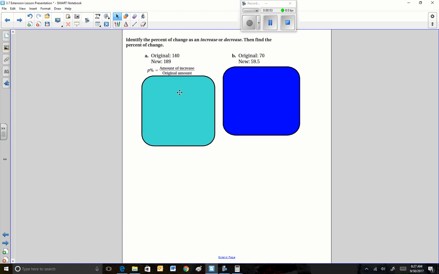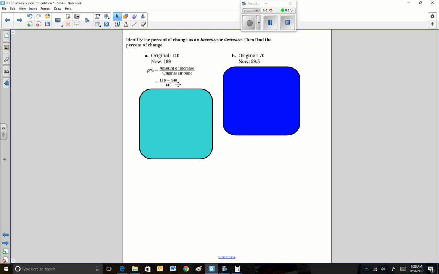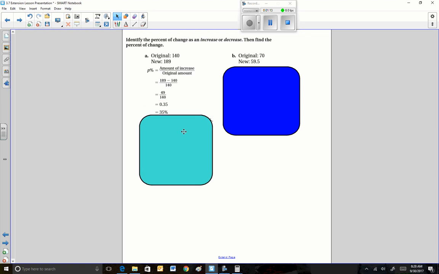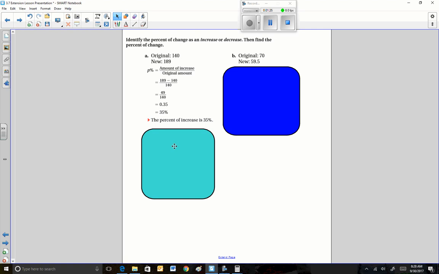So what I do is I write down my math problem: percent of change equals amount of increase over original amount. We take the 189 that it went to, subtract the original 140, and divide by the original. It's always divide by the original amount. When we subtract on the numerator, we get 49. So 49 divided by 140, and we will get a decimal, 0.35. We need to find out the percent, so move the decimal 2 places to the right, and you will get 35%. So this is a 35% increase.